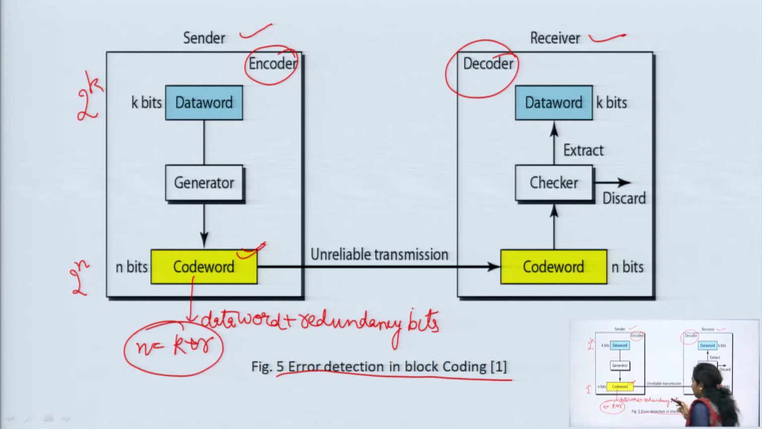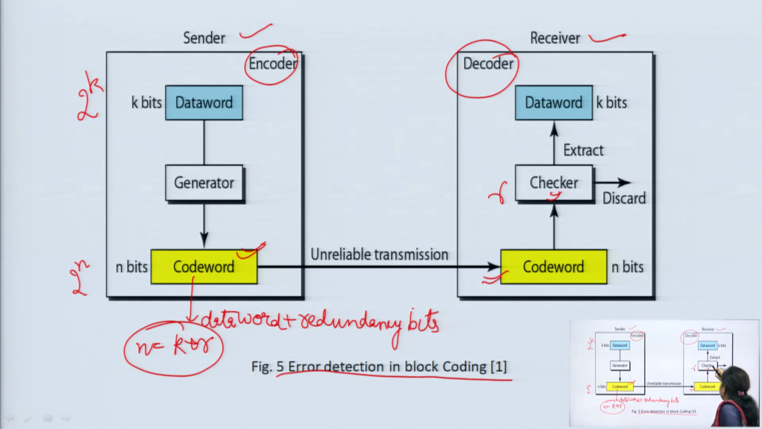Now, this goes through an unreliable transmission, because we do not rely on the link that has been set up between the transmitter and receiver. It is applied to the receiver side, and this is the code word that we are having. This code word, which consists of the original data word plus the redundant bits, is applied to the checker. The checker checks the r bits with a set of combinations to see whether an error has occurred or not.